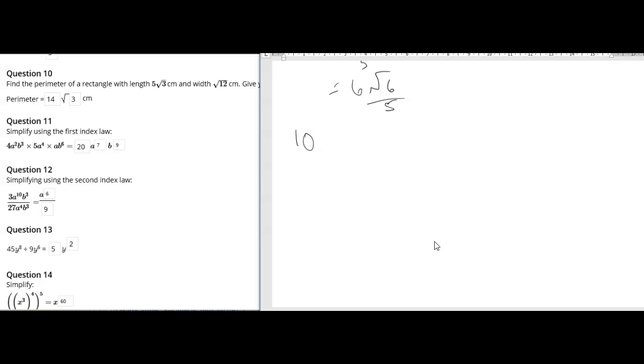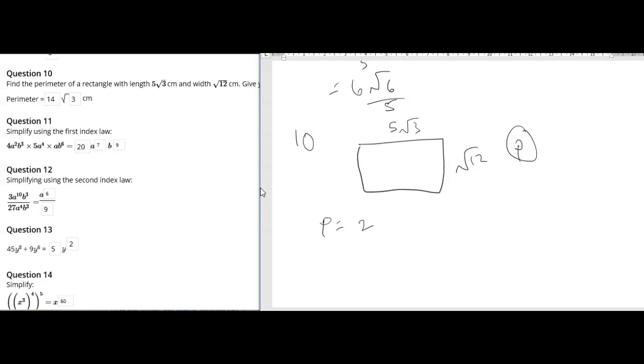Okay, so the perimeter of a rectangle. It's a good idea just to draw the rectangle, an awesome rectangle like that. 5 root 3, and then square root of 12. And we have to do the perimeter. Sometimes we get area, this time we get the perimeter. So your perimeter is all the sides added together.